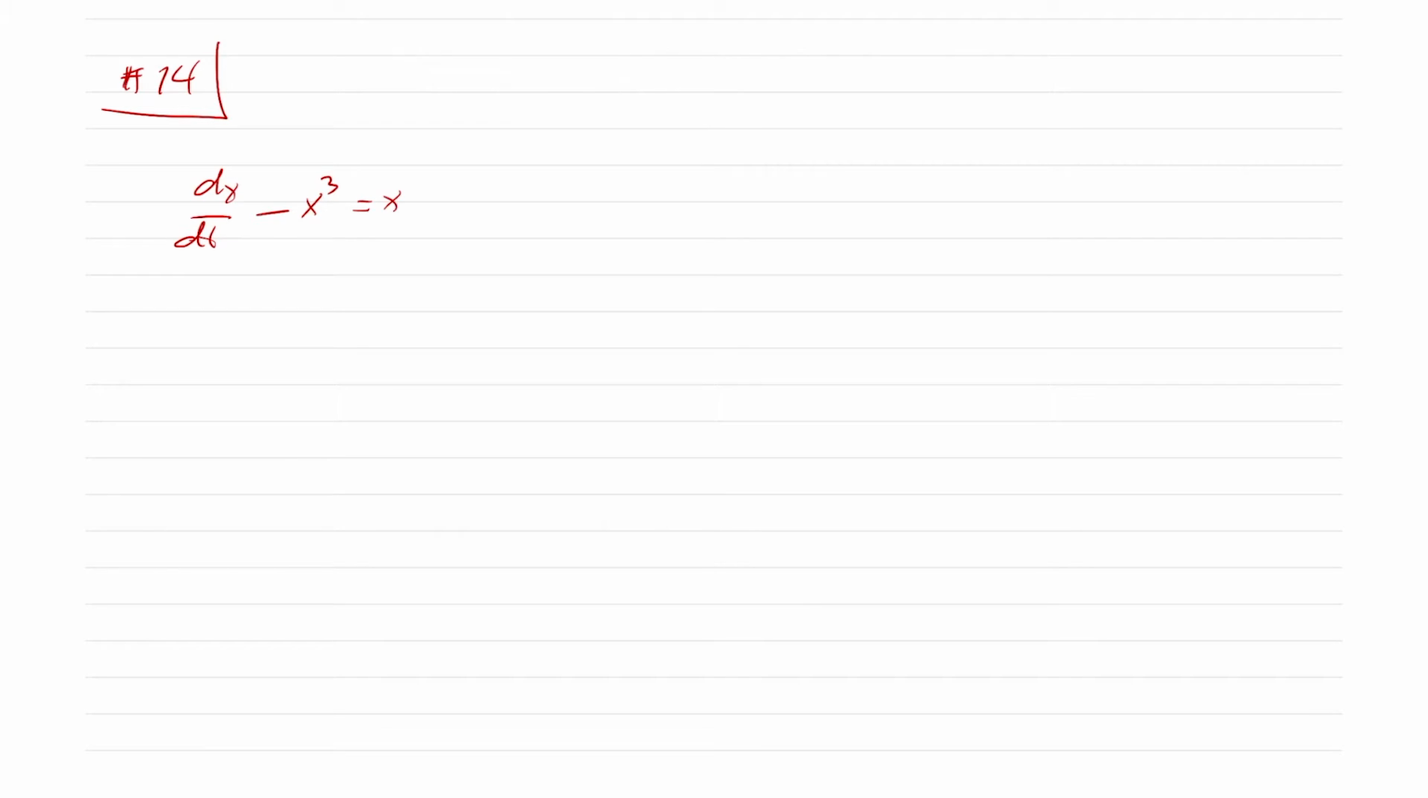This isn't in the form that we would call separable yet, so let's do a little bit more work. I want to isolate the derivative, so dx/dt is equal to x plus x cubed. It might not be obvious yet that this is two functions multiplied by each other, but we can think of this as a function of x times a constant function with respect to t. So now I can take dx divided by (x plus x cubed), and this is equal to dt. Integrate both sides.